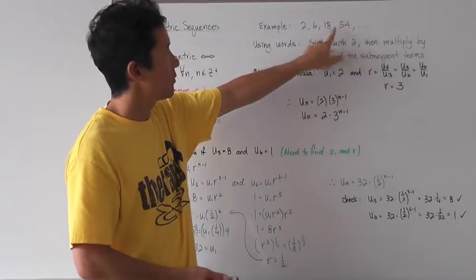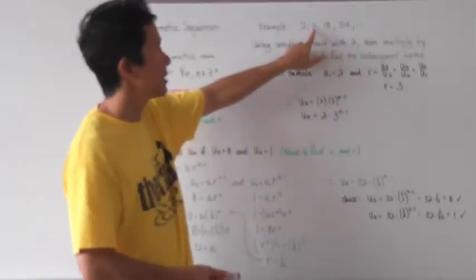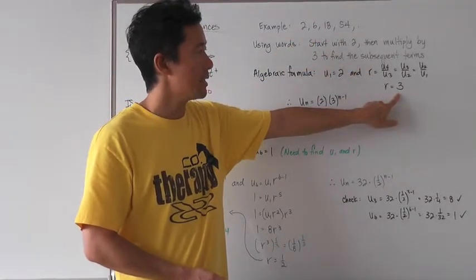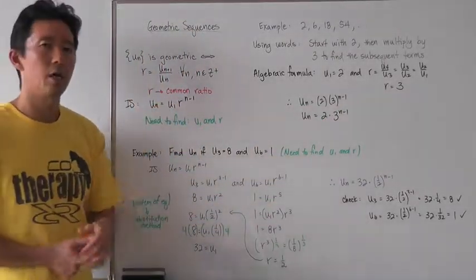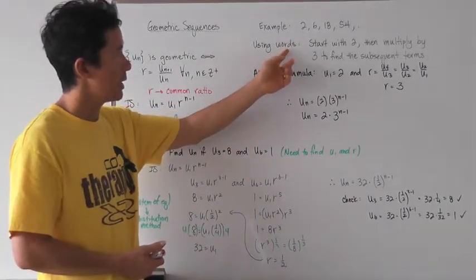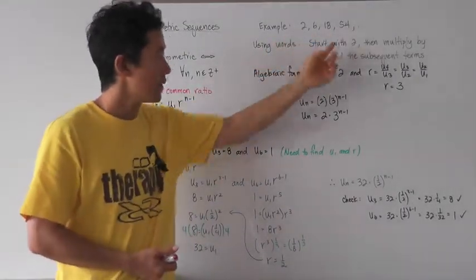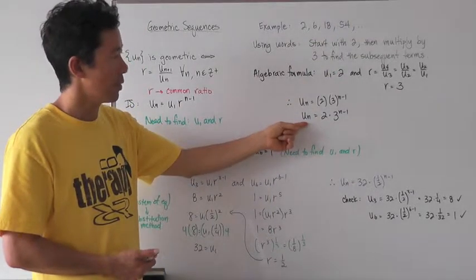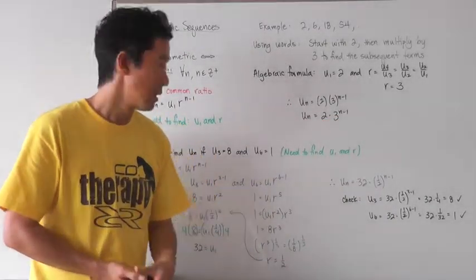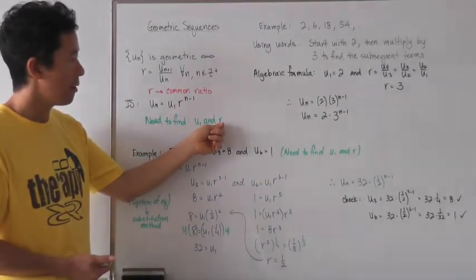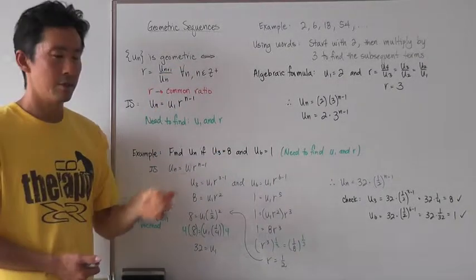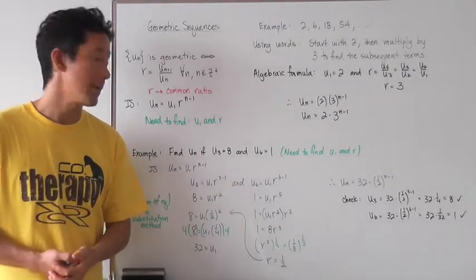Because if I take 54 divided by 18, or 18 divided by 6, or 6 divided by 2, all of those come up with a constant 3, which is called the common ratio between successive terms. So I can change this sequence into formula form, which is u sub n is equal to 2 times 3 to the n minus 1. So long as you know u sub 1 and r, and you know it's a geometric sequence, you can always use this initial statement to find the algebraic formula for that sequence.